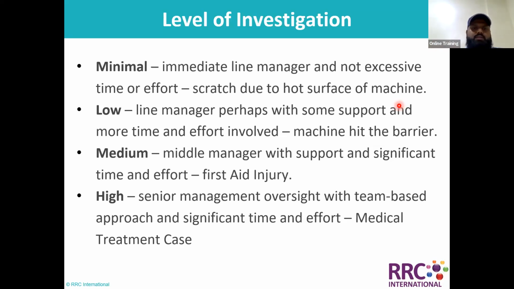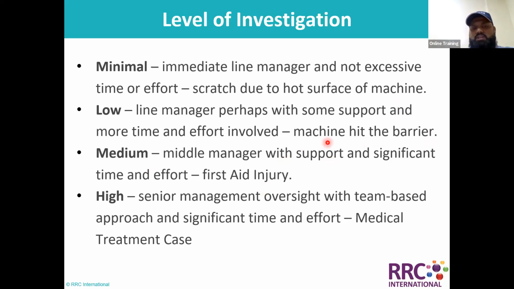Maybe your line manager, as it is mentioned over here, but usually the line manager does not come over there. You yourself or the supervisor or the foreman or the safety officers or supervisors at maximum, they are usually investigating this kind of incident. The next is a machine hit the barrier.